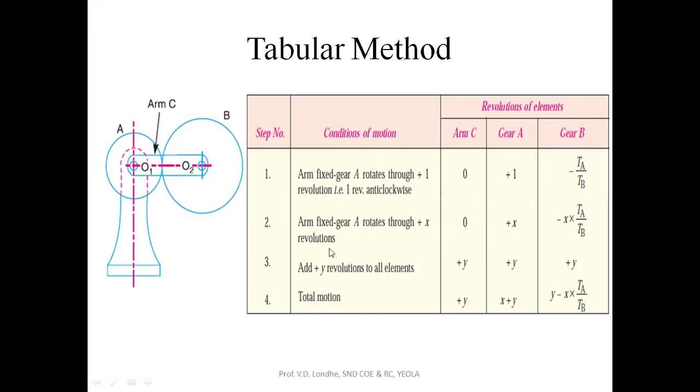So here +x means this A will be having clockwise motion. So if it is having +x motion, then the gear B will also be in terms of x. So you have to multiply x to this term. So minus x into TA by TB.